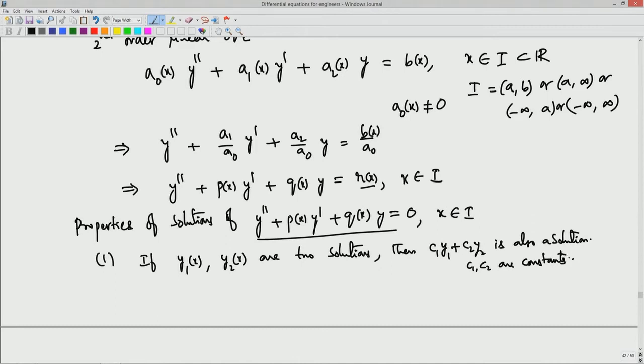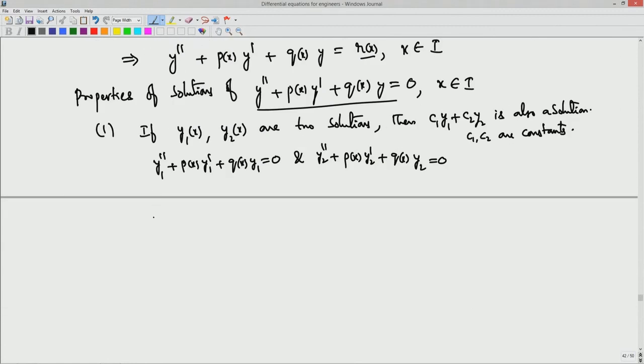So, how do we see this? You are given that y1 and y2 are two solutions. So, you substitute. You see that y1 double dash plus p x y1 dash plus q x y1 equal to 0, and y2 double dash plus p x y2 dash plus q x y2 equal to 0. Now, we want to see, by simply substituting c1 y1 plus c2 y2 into the equation, whether it is 0 or not.